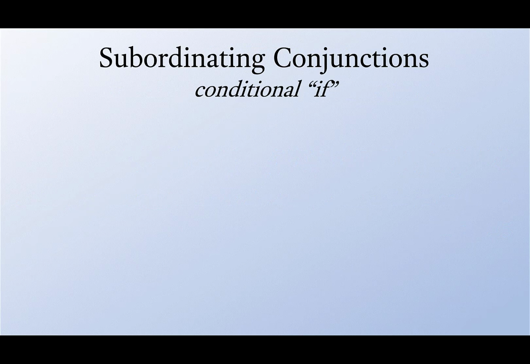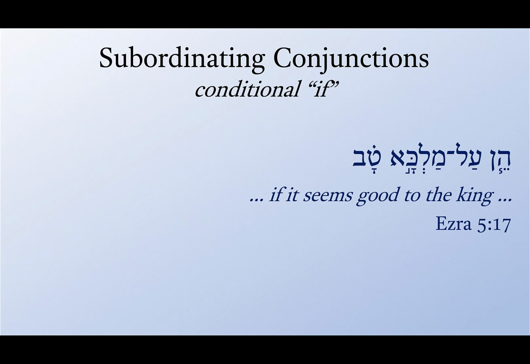Subordinating conjunctions. Conditional "if" idea. Ezra 5:17, "if it seems good to the king." Hain. Now this would be a false cognate in Hebrew, right? Because there's no "behold" kind of attention-getting discourse marker idea here. This is the word for "if it seems good to the king."